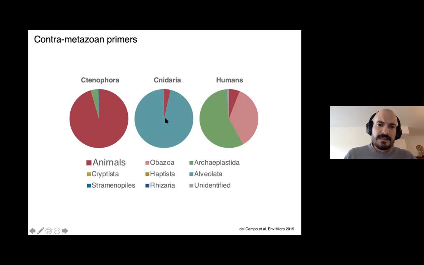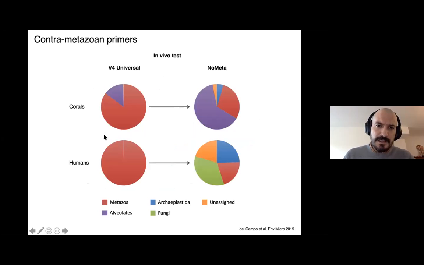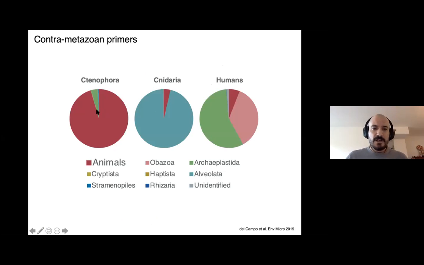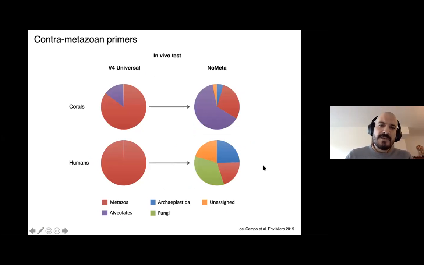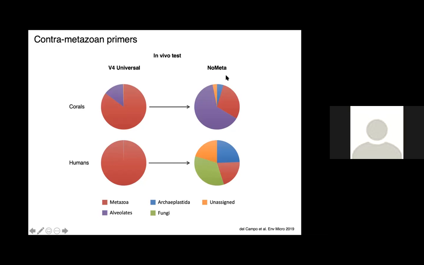This is a test that we ran using these primers in silico, again, for Cnidarians and for humans, and we observed that they were very, very good, but they were not for ctenophores, for example. In the case of Cnidarians and humans, we did a comparison between universal primers and these metazoan-excluding primers.